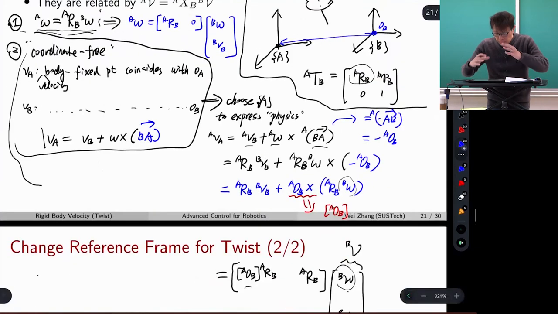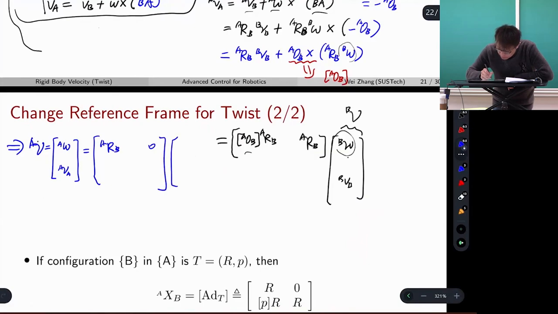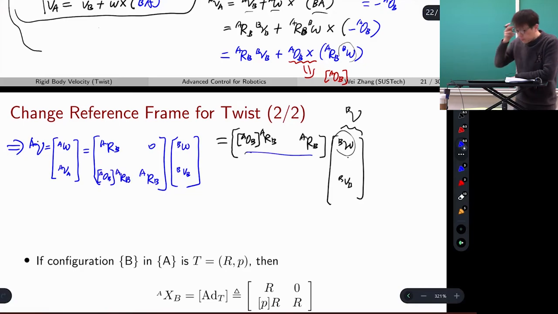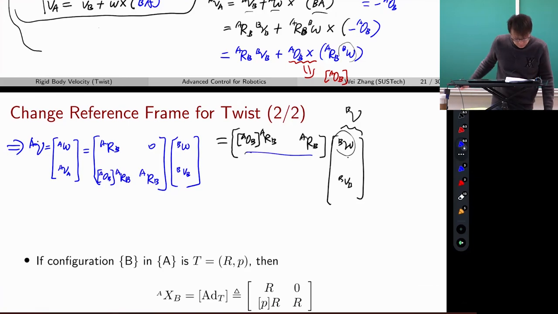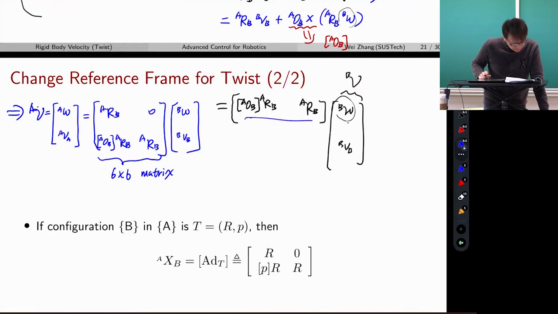Right? So I put them together, I will have V of A, which is omega of A, VA of A. Based on our previous derivations, we know this is RBA, 0, first row, times V of B, which is omega B, VB, and B. I'm not sure whether I write too fast. The second row is this one, which is RB in A. This guy has OBA and RBA, which is a 6x6 matrix.